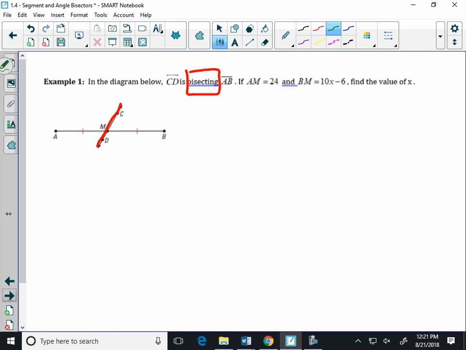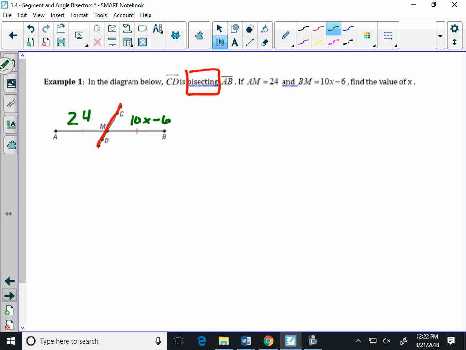Something that's really helpful in geometry, label your diagram. Especially if you're stuck on how to set up the problem. Label it. Okay? So I'm going to label AM with 24 here, segment AM. And I'm going to label BM with 10x minus 6. And we're going to do this a lot in geometry. We have to take a vocab word and use that to set up an equation to solve for x. You're going to do a lot in this unit.